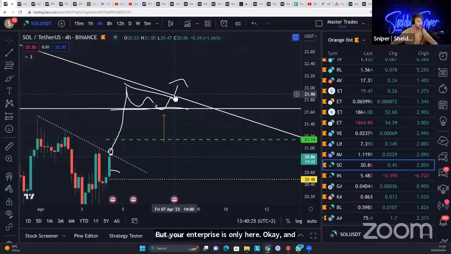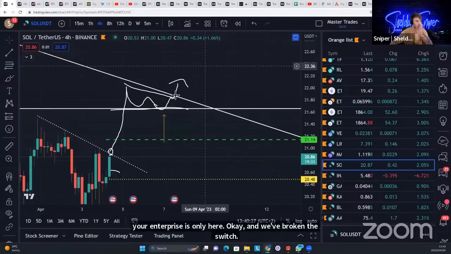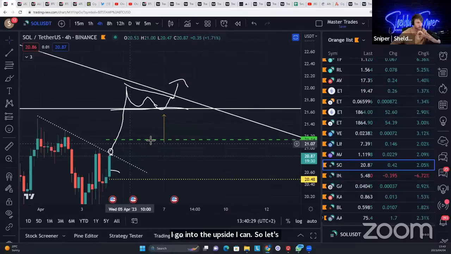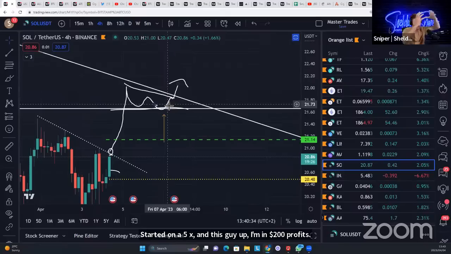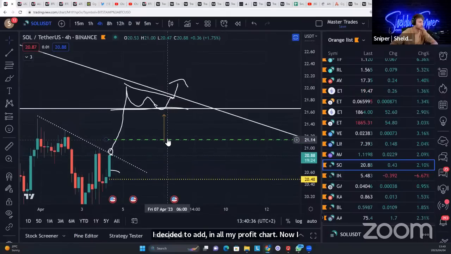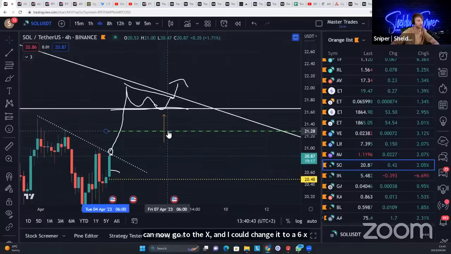And we've broken this wedge, now you're going to the upside. So let's say I started on a 5x and this goes up, I'm at $200 profit. I decided to add in all my profit here. Now I have no more margin there and my entry is still sitting here. I can now go to the X and change it to a 6x and it will give me a little bit more margin. And I can buy that up and my entry comes here.